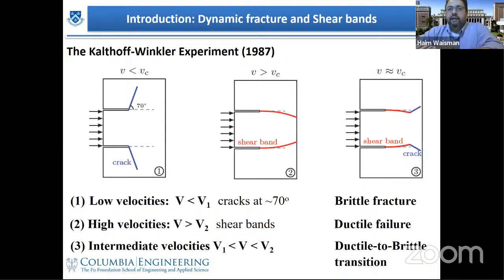And then if you take some intermediate strain rates, you will observe a combination of shear bands and cracks at the same time, right? So up to now, there are pretty much no models that can capture all these three different strain rates with a single model. And that's what we try to do here: develop a model that will be able to capture both cracks and shear bands, which are two different types of localization problems.